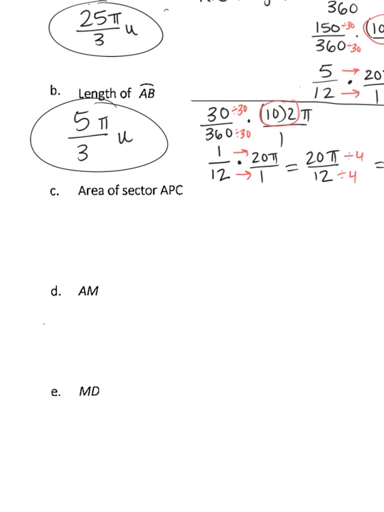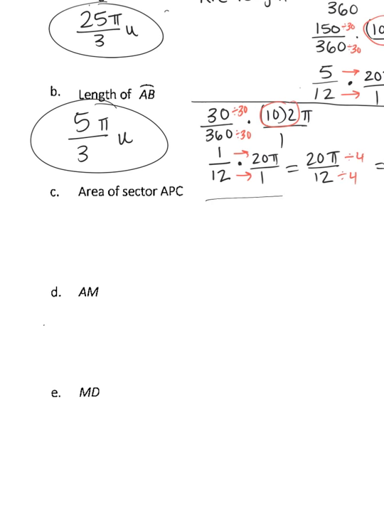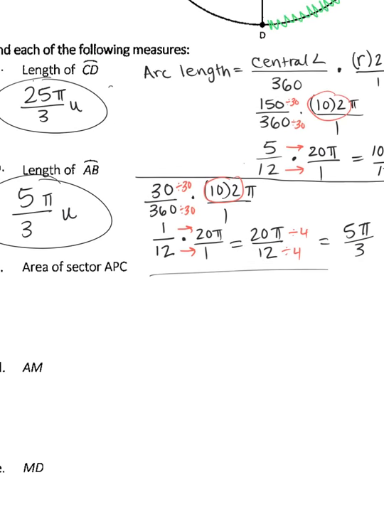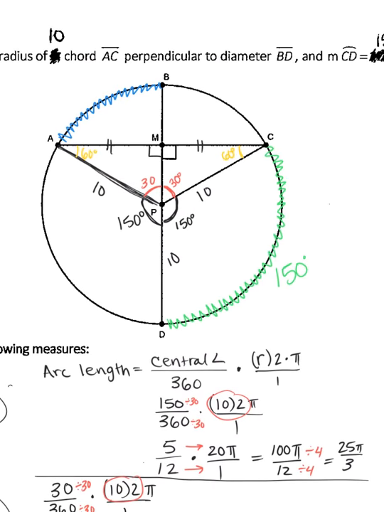Next, I'm finding the area of the sector. So this one also has its own formula. Let's look at the sector APC. That is basically going from A to P all the way to C. That would be this entire slice of pizza. I want to know what is the area of this pink wedge of pizza.